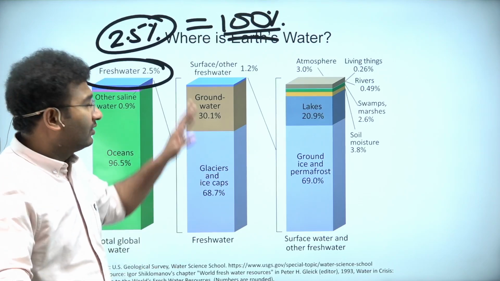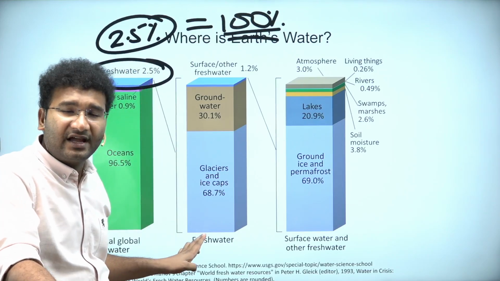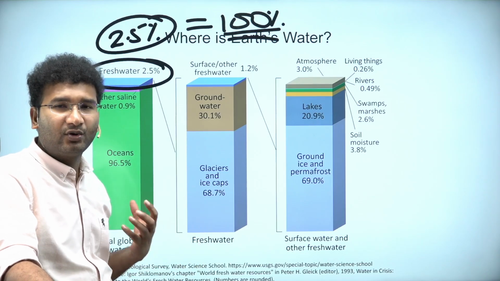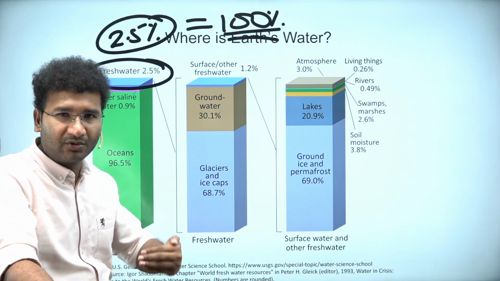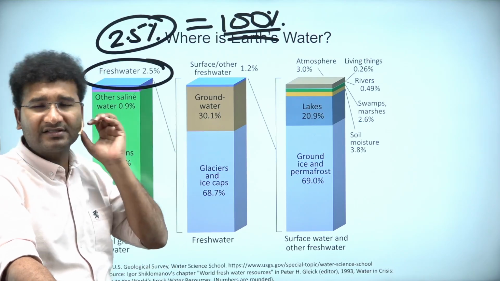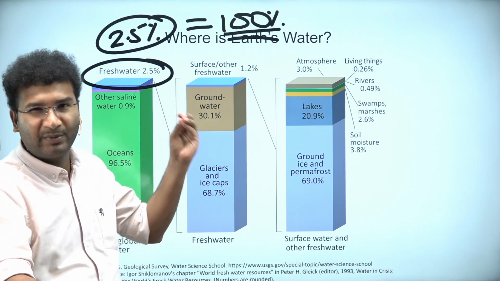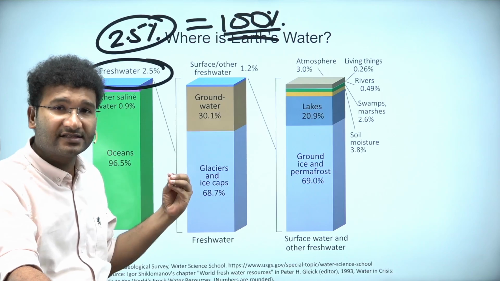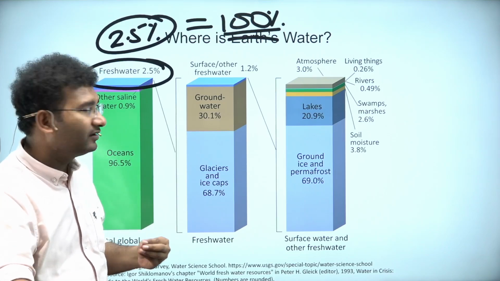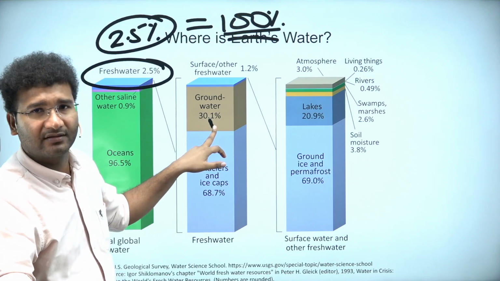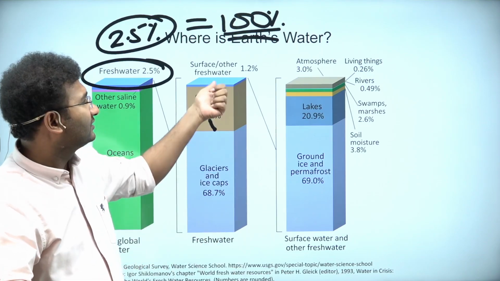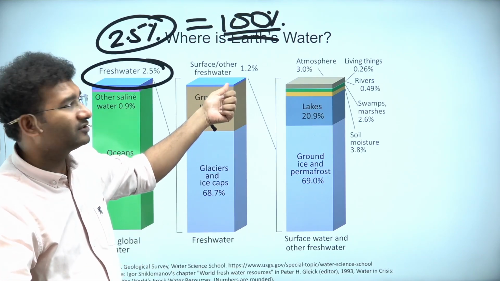Then out of this, 68.7% of the total water is present in the form of glaciers, which is present in the North Pole, South Pole, and some mountains across the higher fields, maybe in Himalayas, Alps, Andes, like that, which we have already learned. Next, 30% of the water is present in the groundwater, right, which is in the ground. Surface water, that is surface fresh water, is only 1.2%.